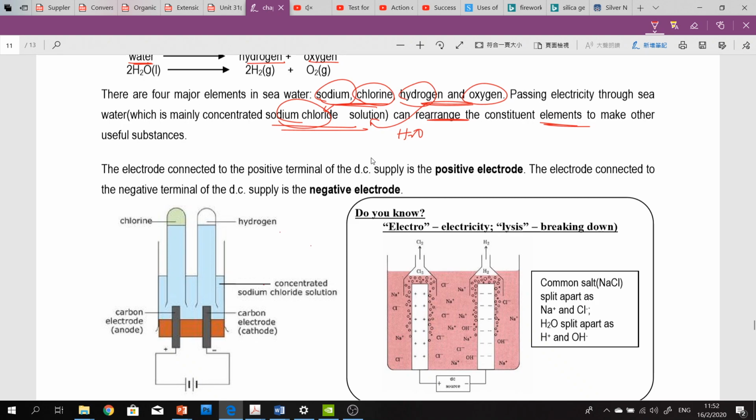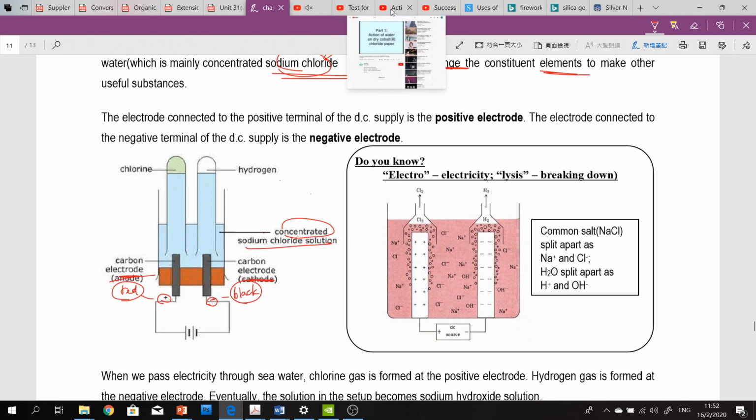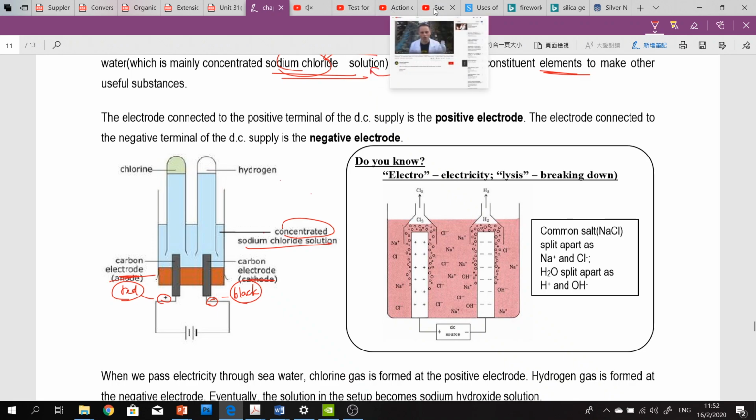So here we go. You may have an electricity supply connected to two electrodes. One is anode, one is cathode. If you don't know what that is, don't worry, you may cross them out. But that part you may know that the positive is connected to red, the black is negative. So this is what you may know in Form 2. And you're going to electrolyze concentrated sodium chloride solution and try to see what will happen. So this is the experiment. I would like to show you the experiment now.